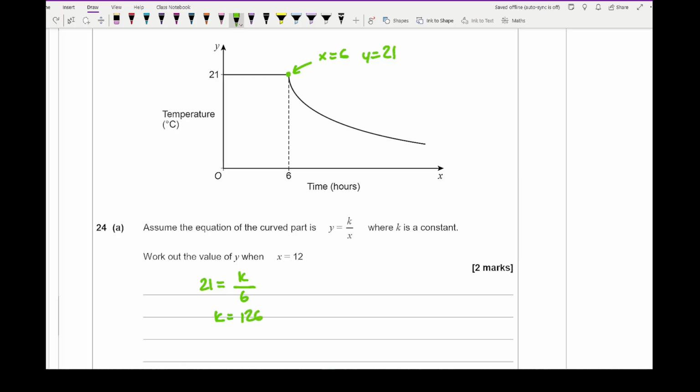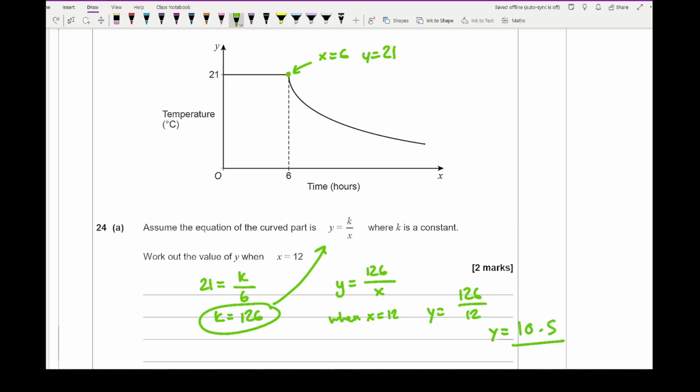So that means that the equation of the curve, if I substitute that in, is y equals 126 divided by x. So to find out when x equals 12, y is going to equal 126 divided by 12, and typing that into my calculator, I get an answer of 10.5, and that is in degrees Celsius.